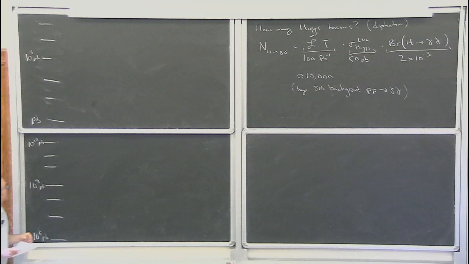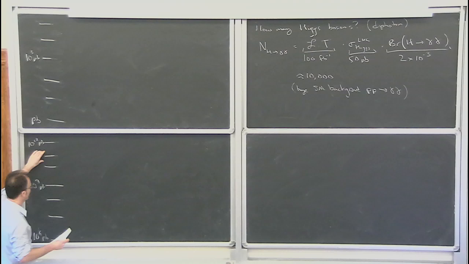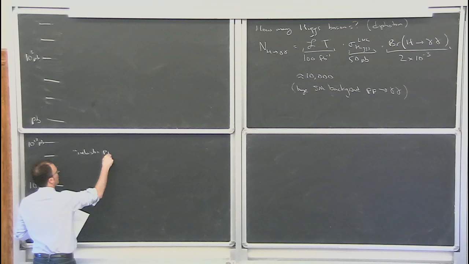So if I say I want to look at the, so pico is 10 to the minus 12. So this is a barn here. And I told you that the kind of inelastic PP cross-section is here. So this is inelastic proton-proton collisions at 0.1 of a barn.